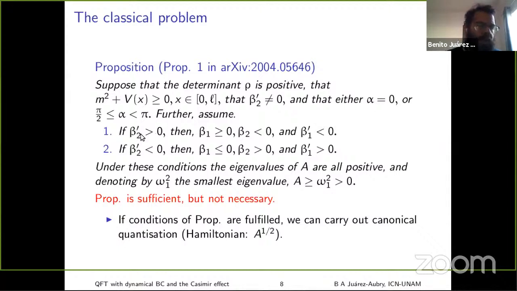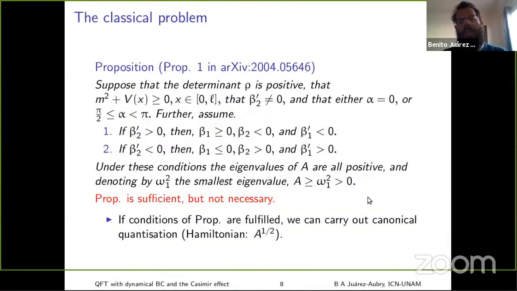Then you assume if beta 2 prime is positive, then beta 1 is non-negative, beta 2 is negative, and beta 1 prime is negative. And if beta 2 prime is negative, then you have the converse. Then under these conditions, all the eigenvalues of A are positive, and we can denote the smallest eigenvalue by omega 1 squared, and you have this strict positivity condition. So this proposition is sufficient, but it's actually not necessary, but it's useful to work in the context of this proposition.